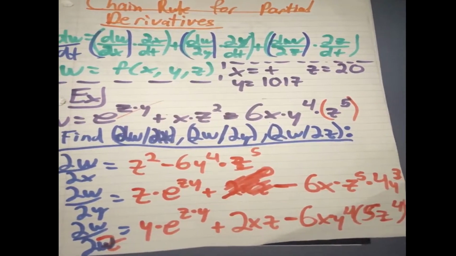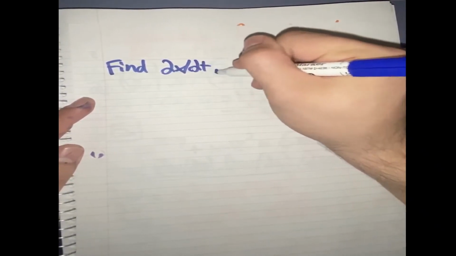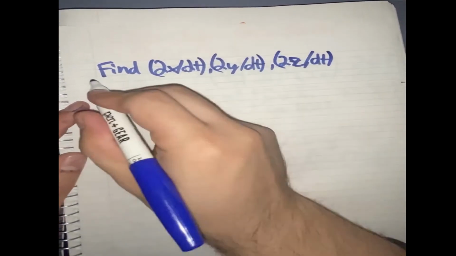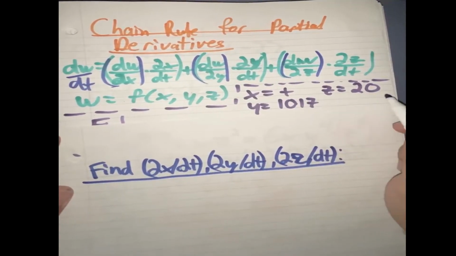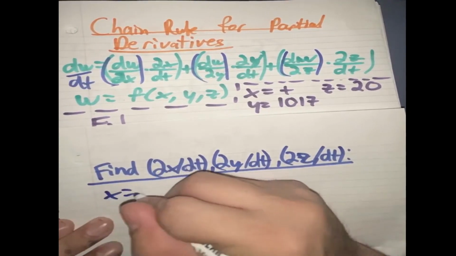So now the next step would be to find the partial derivative of x with respect to t, partial derivative of y with respect to t, partial derivative of z with respect to t. I'll put parentheses to make sure that they're three different things. So we're given these three functions. We're given x is equal to t, y is equal to this number, z is equal to this number. So we're going to go ahead and write those down just so we can have them for our references.